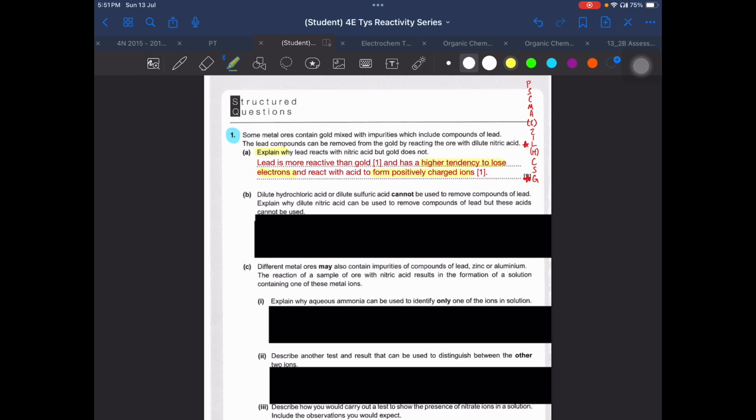On question 1B, we move on then to look at the different acids, right? About how they cannot be used to remove the compounds of lead, but dilute nitric acid can actually be used.